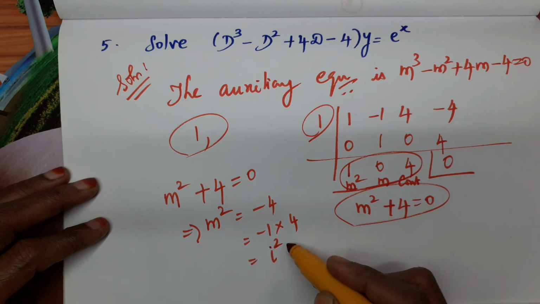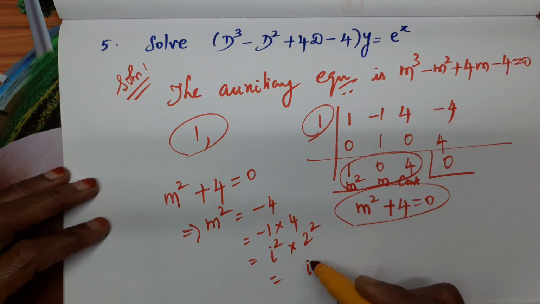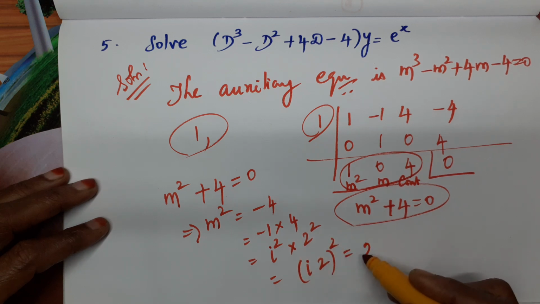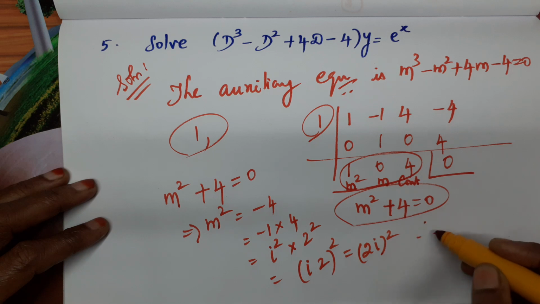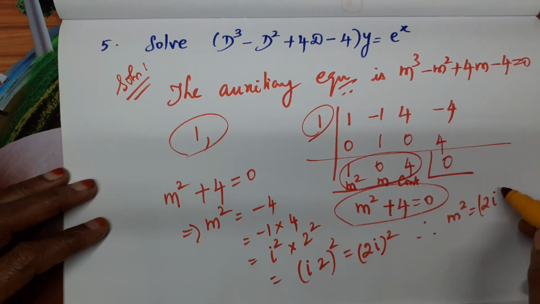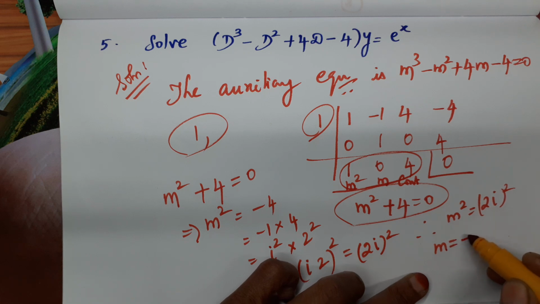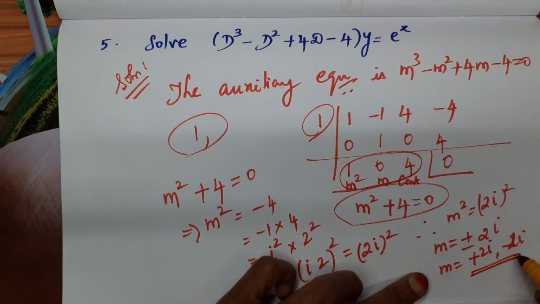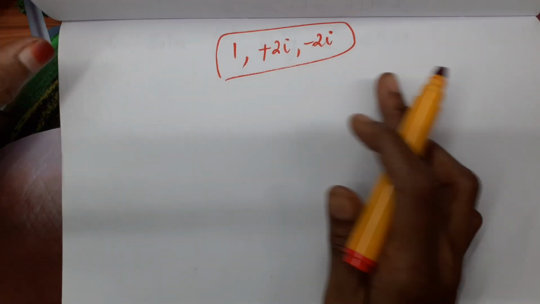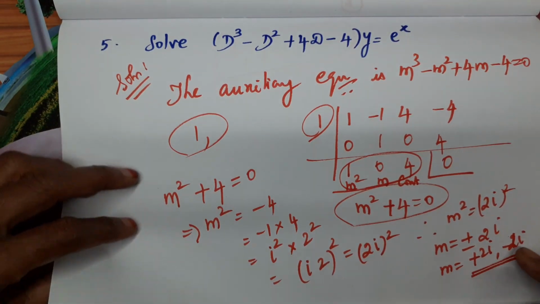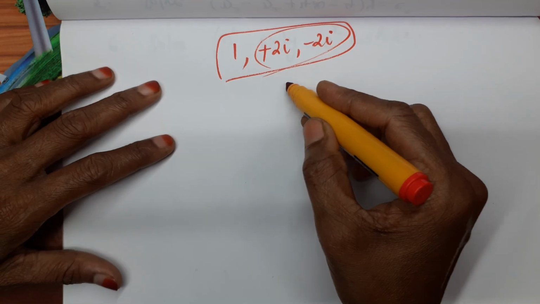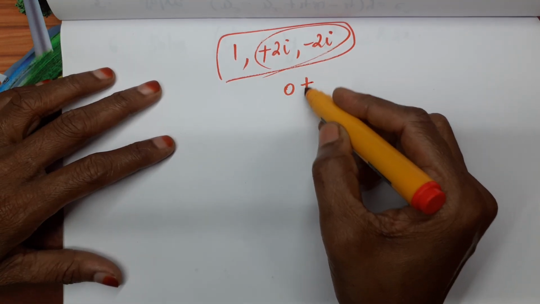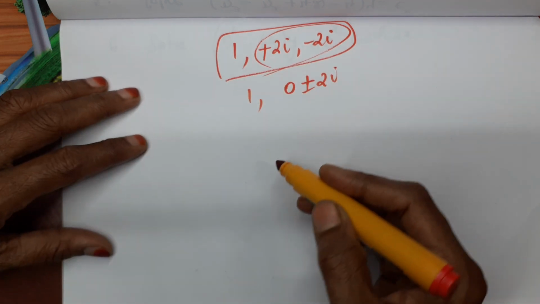Minus 1 is i squared and 4 is 2 squared. So i into 2 the whole squared, that is (2i) squared. Therefore m squared is equal to (2i) squared. So m is equal to plus or minus 2i. So m is equal to plus 2i and minus 2i. So these three are the roots: plus 1, plus 2i, minus 2i. When we combine these two, we can write 0 plus or minus 2i, and this is 1.